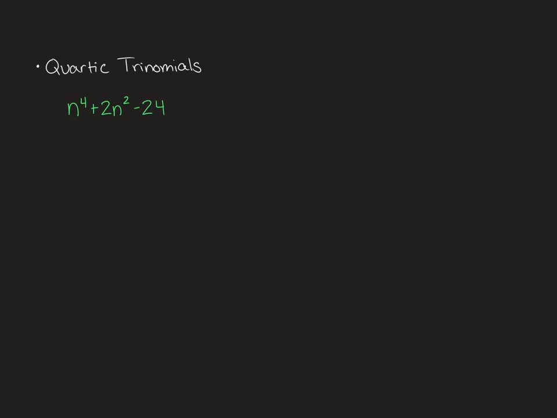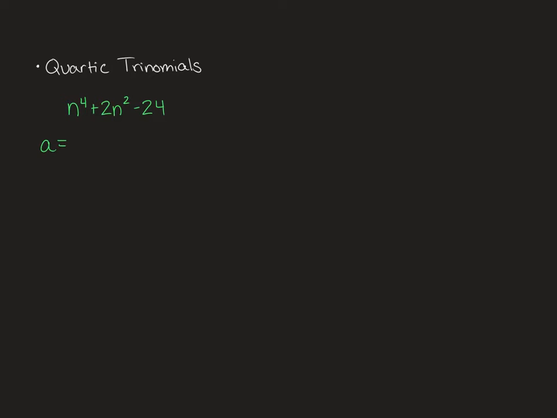Alright, so now we're going to look at quartic trinomials. Quartic means that your exponent is 4. And so one thing to notice is there has to be a pattern. It has to be to the 4th, to the 2nd, and then no variable there, okay? So whenever you have a setup like this, we're going to do a little bit of substitution.